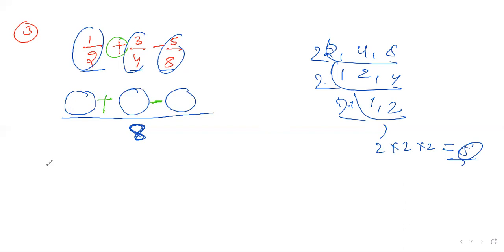1 by 2 you multiply with 8. 2 fours are 8, 4 ones are 4. 1 by 1. The answer is 4. Next, the second one, tell me the answer.